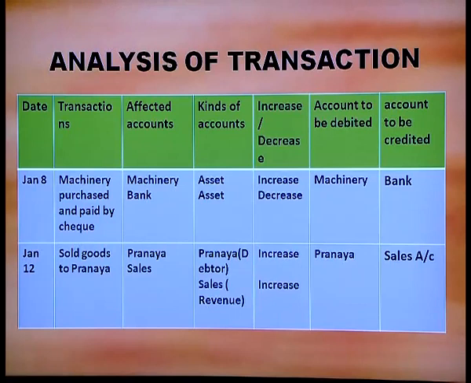Sold goods to Pranaya on January 12th. Which are the affected accounts? Pranaya is a debtor. This is a credit transaction. Goods are sold. So sales account and Pranaya's account are the two affected accounts. Sales will come under revenue account. Rule for revenue account, when revenue increases, it is credited. In the case of Pranaya, debtor being an asset, when asset increases, it is debited.